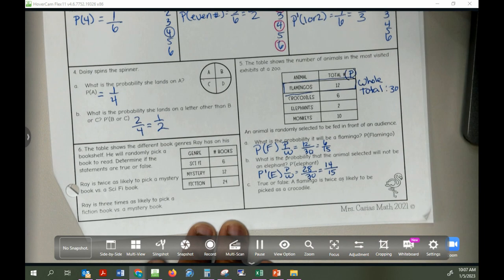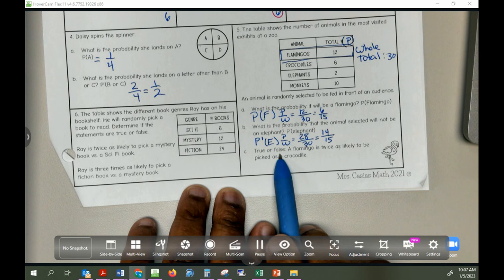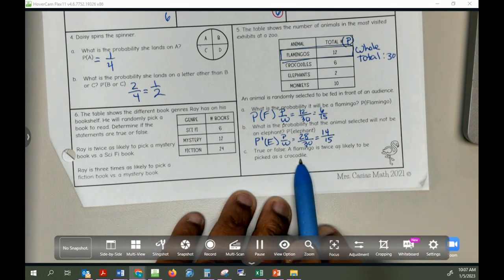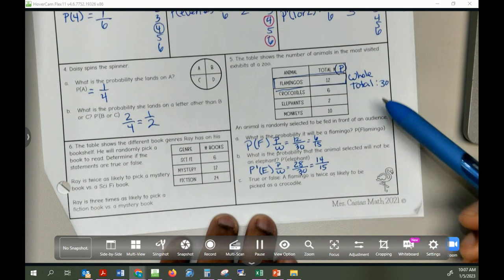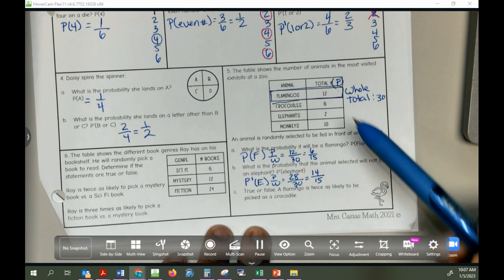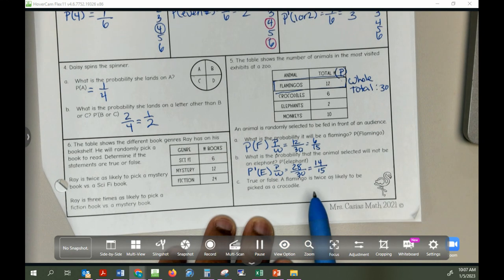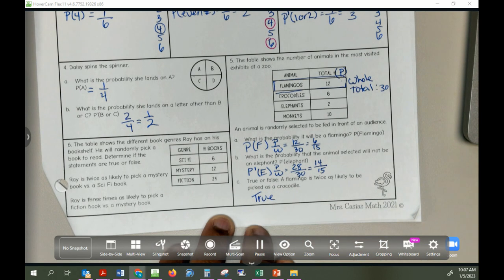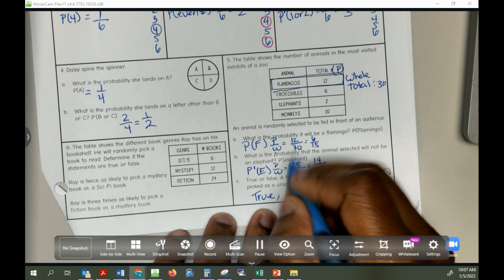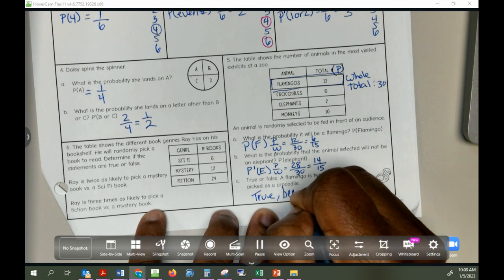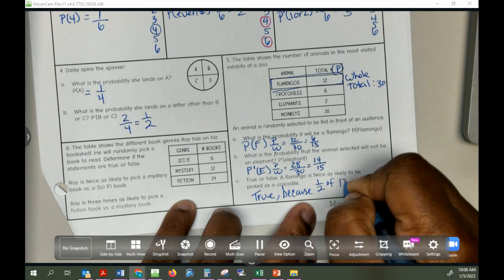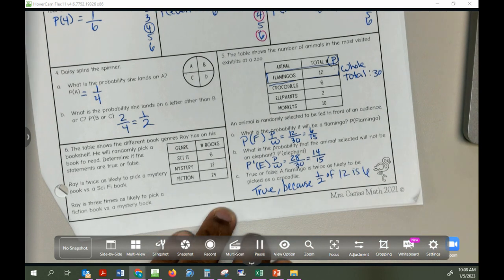True or false? So now we're moving over to Mackenzie. Mackenzie, true or false? A flamingo is twice as likely to be picked as a crocodile. So if we look at the crocodile and we look at the flamingo, would you say that a flamingo was twice as much as a crocodile? Can you tell us why you say it's true? Right. Okay. Because you said half of 12 is 6. I love it. Great job.